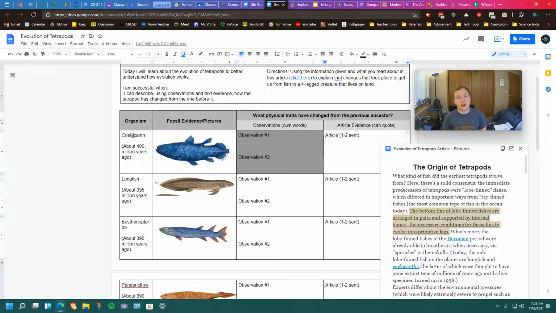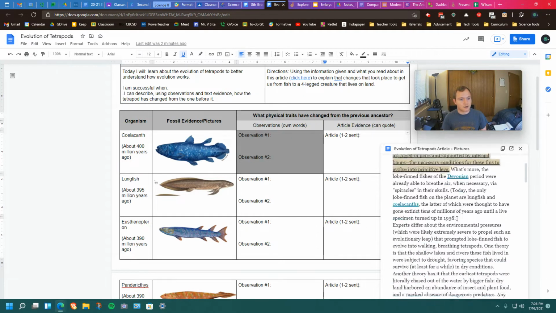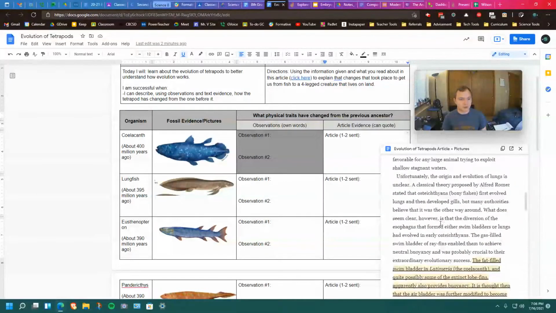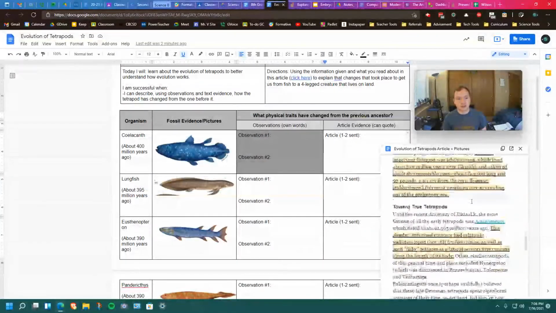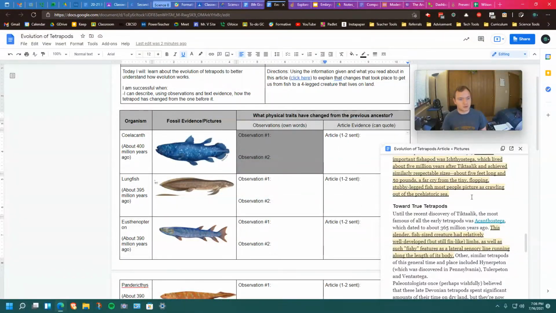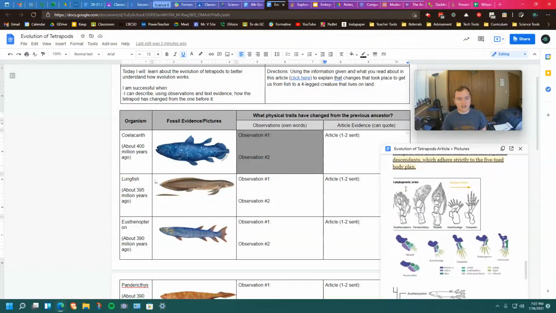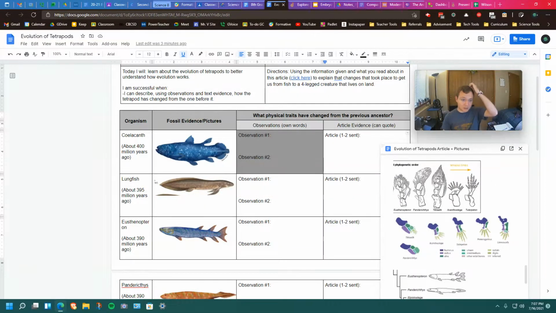A lot of times what I did, and you'll see this in the article, I tried to highlight some important quotes or important things. These are not all the answers, but they do have a good chunk of them, as you're going to find as you fill this out. So look for those highlighted spots. You can also use these pictures here at the bottom.